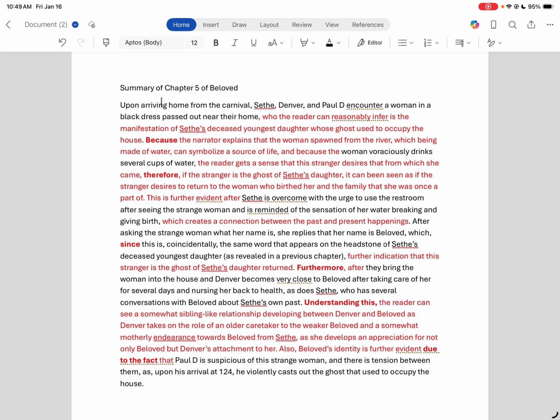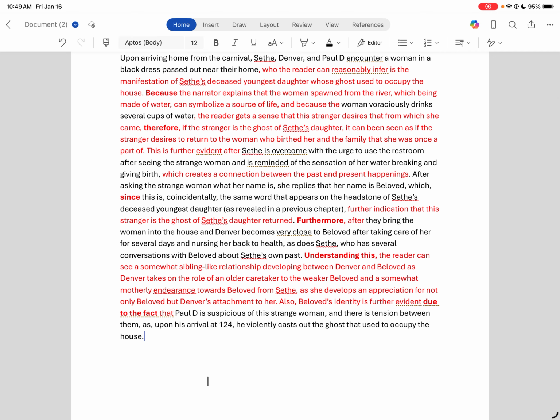And so that takes this summary of chapter 5 of Beloved and turns it into an analysis of what is happening in the text. Now, the really good thing that I like about doing this is that this checks multiple boxes for the AP scoring rubric, okay? And the difference between a 3 and a 4 in the AP scoring rubric is that you have a clearly developed line of reasoning. And I have that because I've gone from one point to the other. Because this, therefore, since, furthermore, understanding this, due to the fact, I've gone from one point to the other and I've laid out clearly for the reader why this indicates that, the cause and effect relationship between what's going on here, okay?